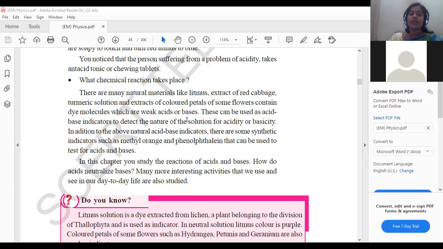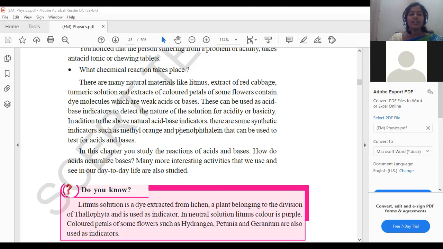Among naturally occurring acid-base indicators, you may take litmus paper, which is extracted from lichens. Lichens are Thallophyta, small organisms. We can extract pigments from those organisms and pour them on paper, and that litmus paper is used to distinguish acids and bases, right? Red cabbage extract is also used for the distinction of acids and bases. These are natural indicators. Methyl orange and phenolphthalein are synthetically prepared indicators to distinguish acids and bases, right?